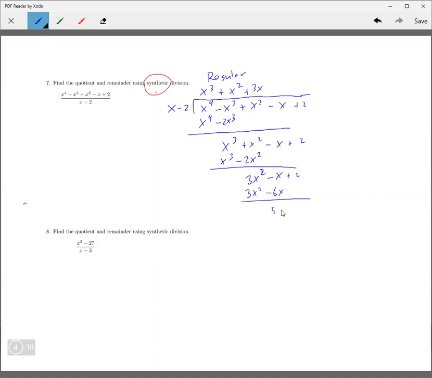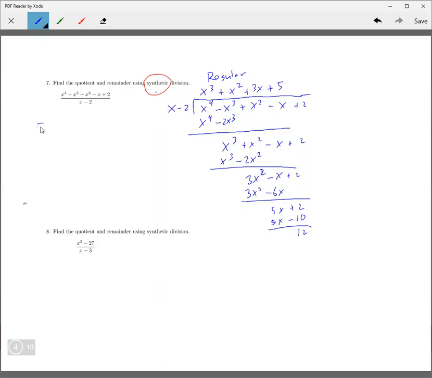This is 5x plus 2. And then the next one's going to be 5. Okay, so 5 times x is 5x. 5 times negative 2 is minus 10. Subtracting gives you 12.